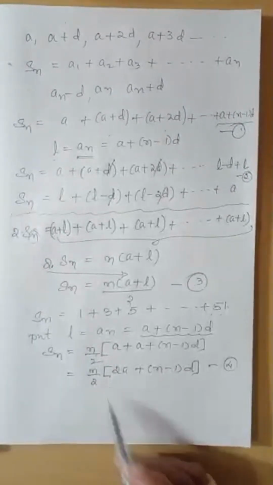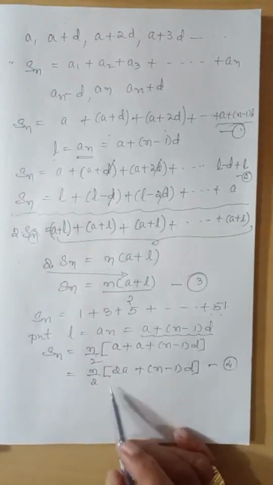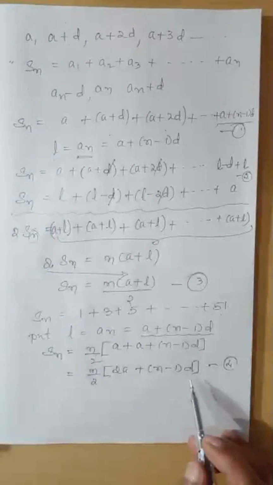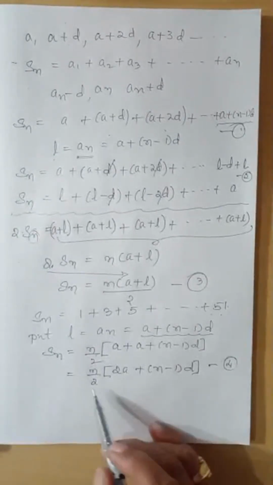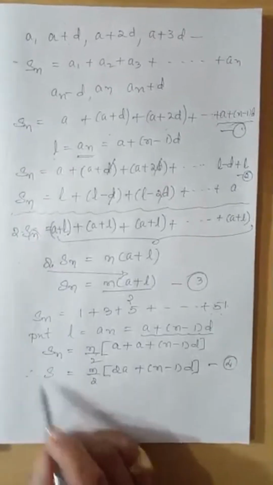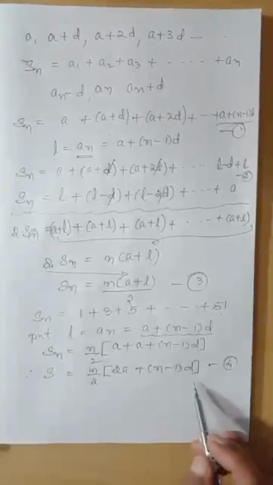So when can this formula be used? When the common difference is more than 1 and the common difference is given. In that situation you should use this formula. Okay, so what is the formula? Sn is equal to n by 2 of 2a plus n minus 1 into d.